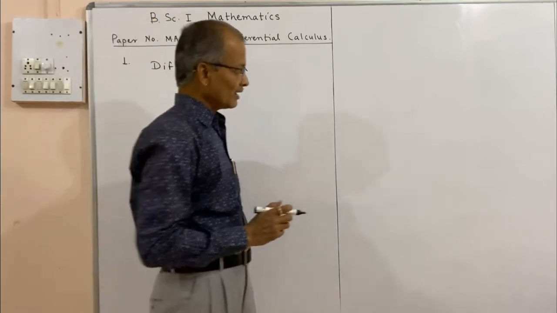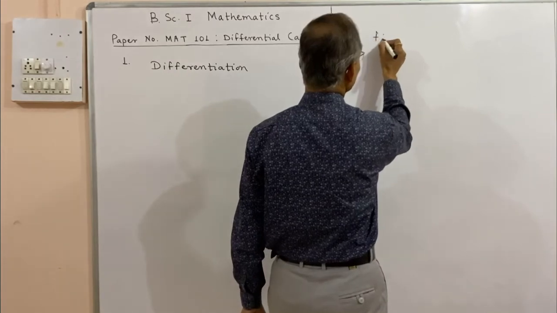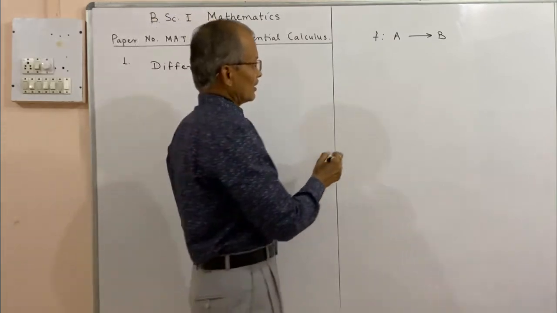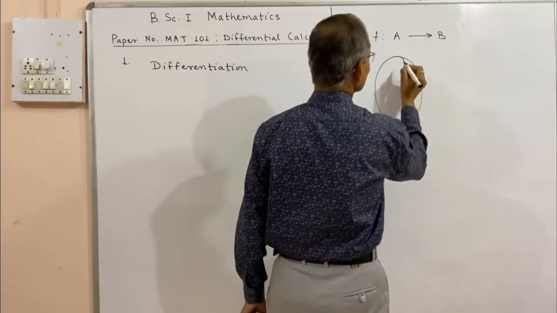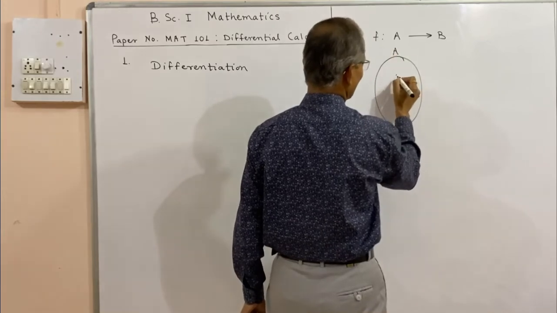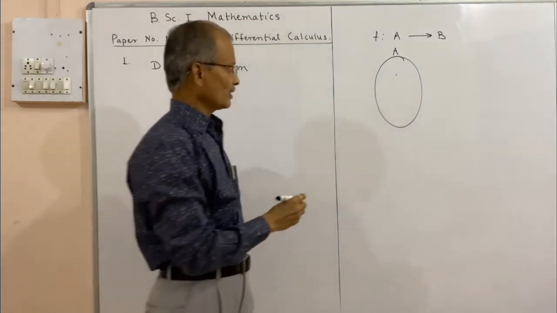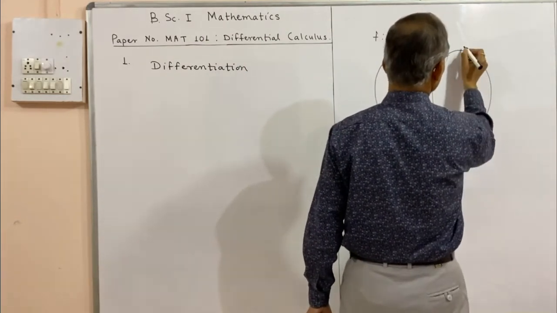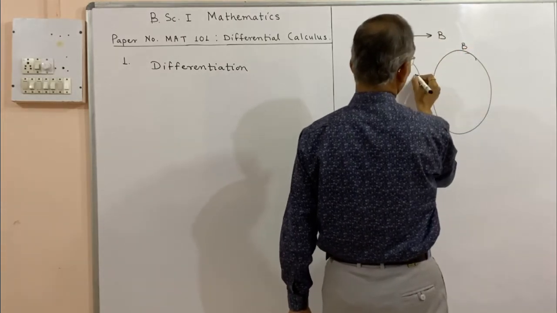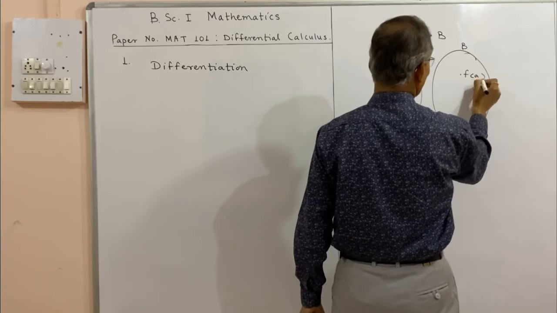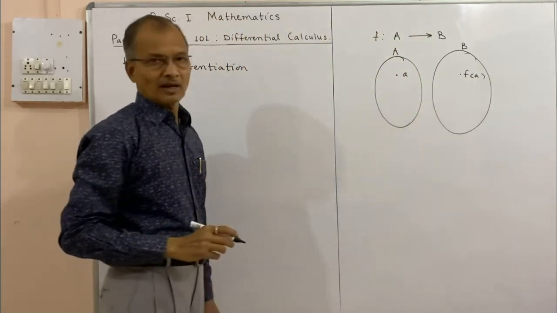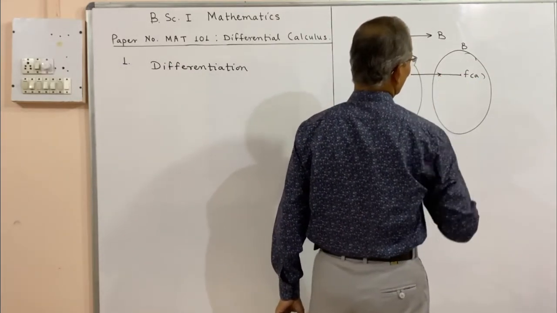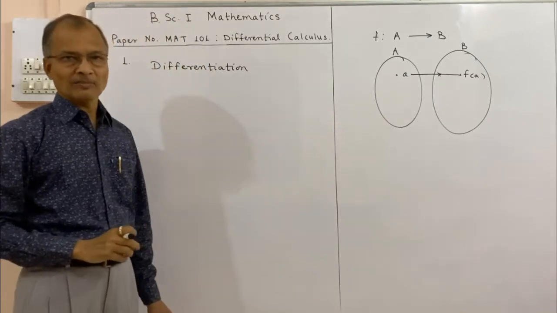The function is a relation, so we shall consider f as a function between two sets from A to B, such that every element in set A, we denote that element by a, is related to an element in B, and suppose that element we shall denote f of a. That means this element a has image f of a. a is related to f of a because the function is denoted by f.